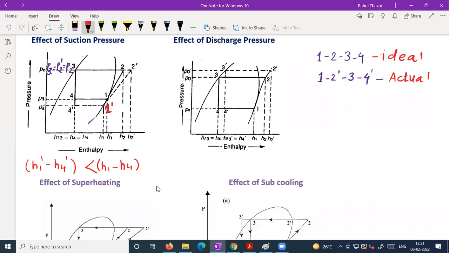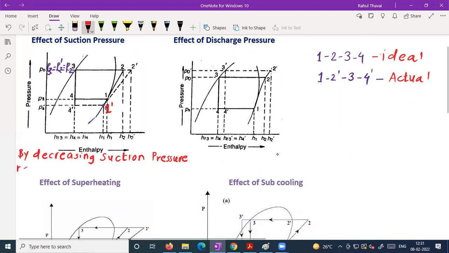So when you lower the suction pressure, what happens with the refrigeration effect? The refrigeration effect decreases. Is that okay? Yes, sir. Okay, so I'll just mention here: by decreasing the suction pressure, the refrigeration effect decreases.